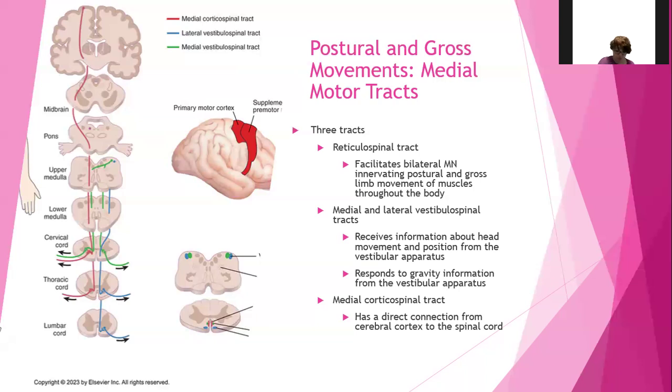So, vestibulospinal tracts, you can think about it, it's telling where we are in space by where our head is in space. The medial corticospinal tract has the direct connection from the cerebral cortex to the spinal cord. Those are the ones that are directly innervating those lower motor neurons that deal with postural and gross limb movement.